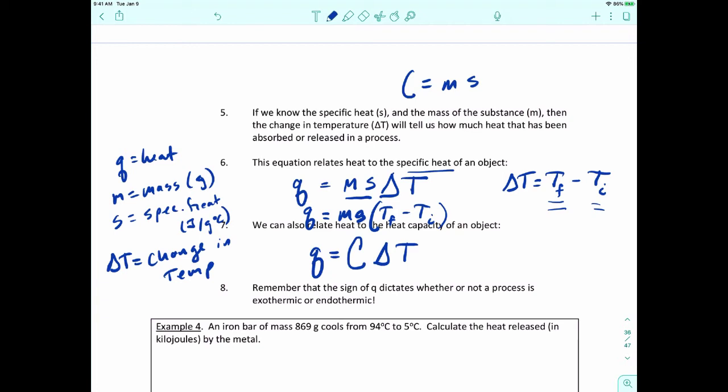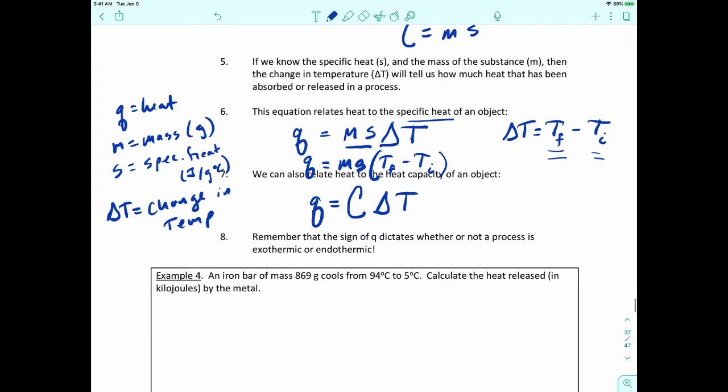If you treat the triangle as if it's an A, it almost spells cat. Okay, all right. So, hey, whatever you got to do to remember these things, you go with it. Now, keep in mind that the sign of Q is going to dictate whether or not a process is going to be exothermic or endothermic.